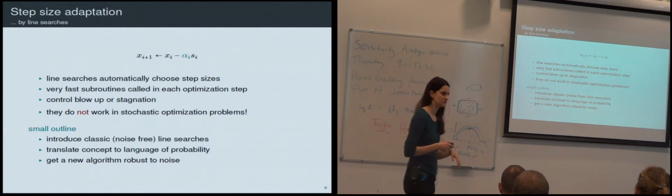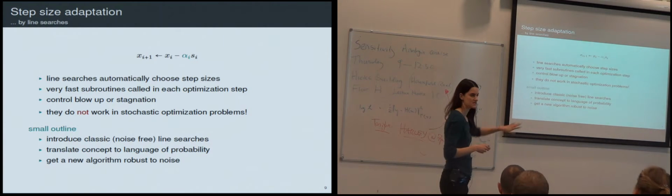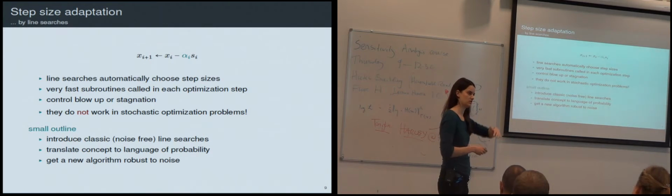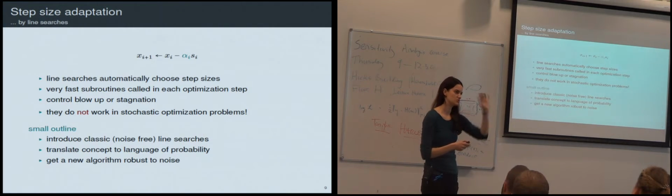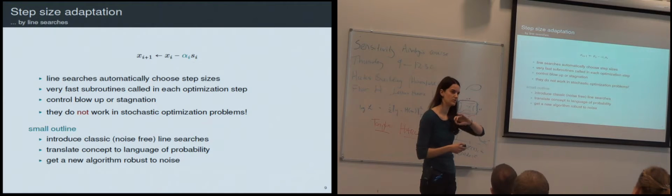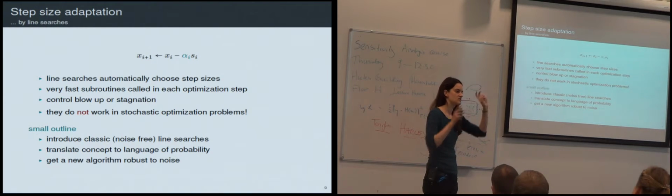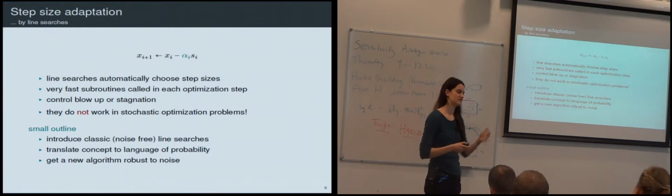Basically the rest of the talk will be like this: I quickly introduce one concept of line searches that work classically, so without noise. And then we're going to translate this concept one-to-one into a probabilistic setting where we assume that the data points, which are now the gradients and the function evaluations, are corrupted by Gaussian noise.